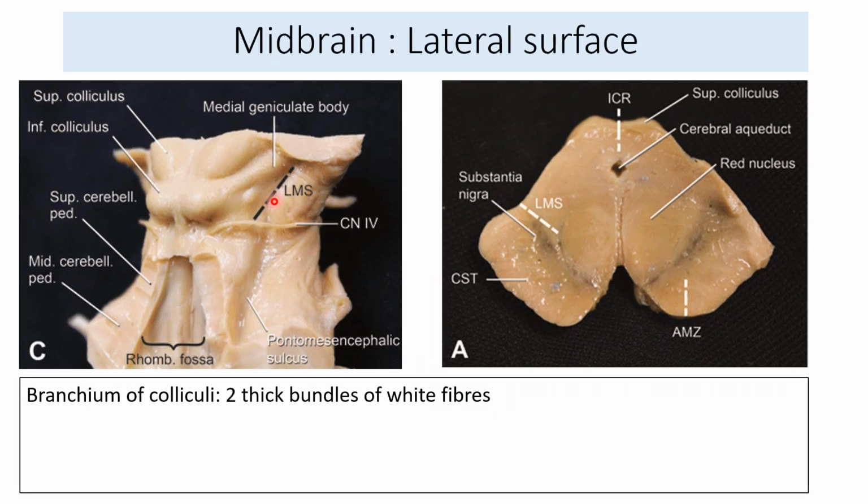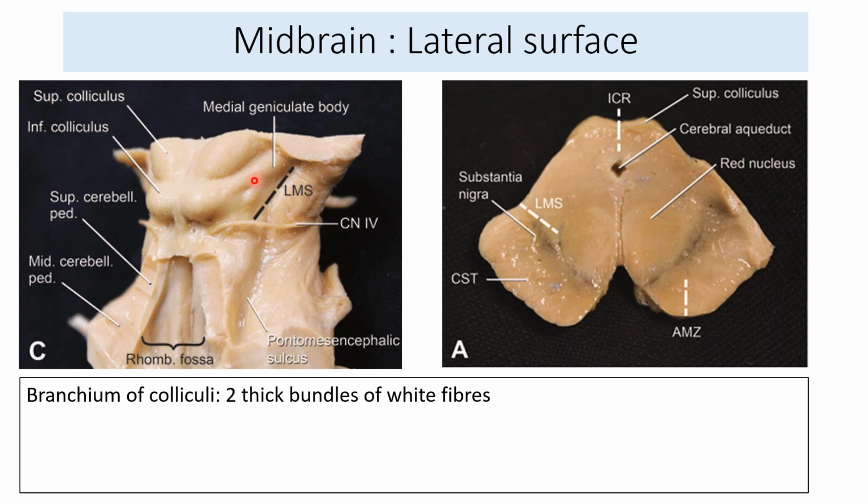Now, if we see the lateral aspect of the midbrain, we can see that through two brachia, the two colliculi are connected. From the lateral aspect, you can appreciate this is the inferior brachium, and from the superior colliculus, the superior brachium will be seen. In this picture, you can clearly see the inferior brachium over here.